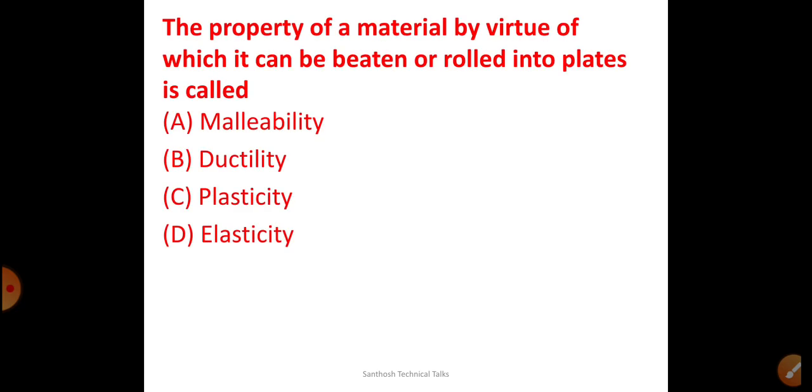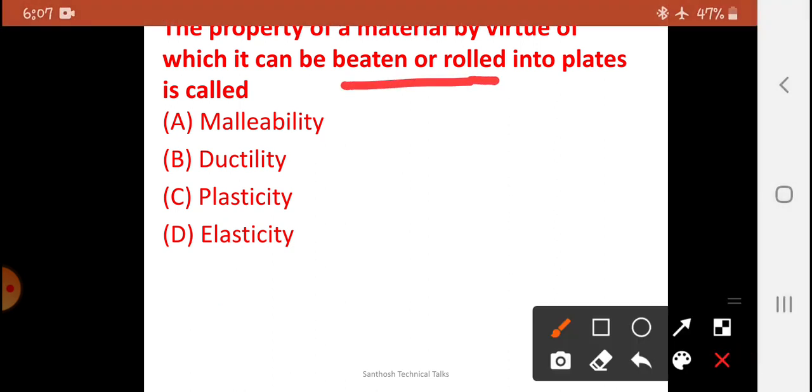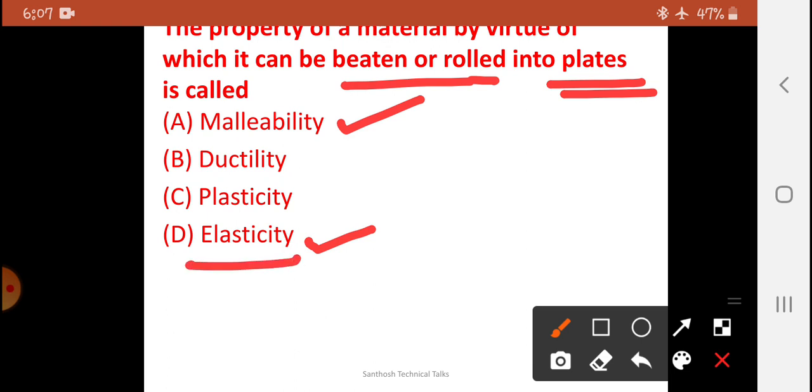And the next question is a very superb question. It is a material property, the property of the material by virtue of which it can be beaten or rolled into plates. If it is beaten or rolled into plates, it is called malleability. If we apply a load, the material tends to elongate. If we remove the load, it again regains its original position. That is called elasticity.